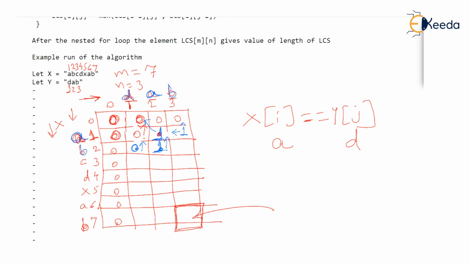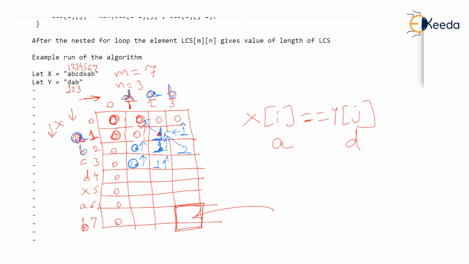So we are going to take the diagonal element, which is 1, and simply add 1 to it, that is 2. So the diagonal element is taken, 1 is added to that diagonal value and stored in the element that we are filling. Next element here is C matching with D, that doesn't match. So we will borrow an element, and both are equal. So we'll borrow it from above. C doesn't match A. So the maximum between up and left is taken.